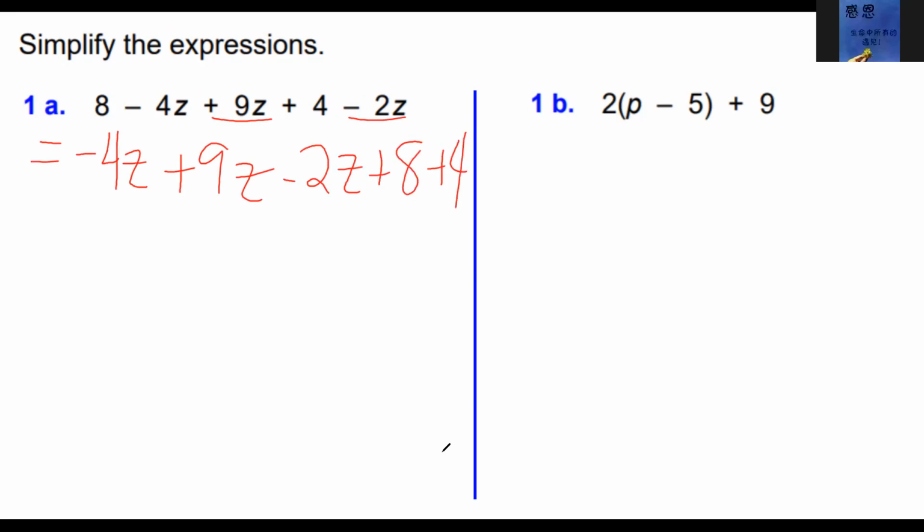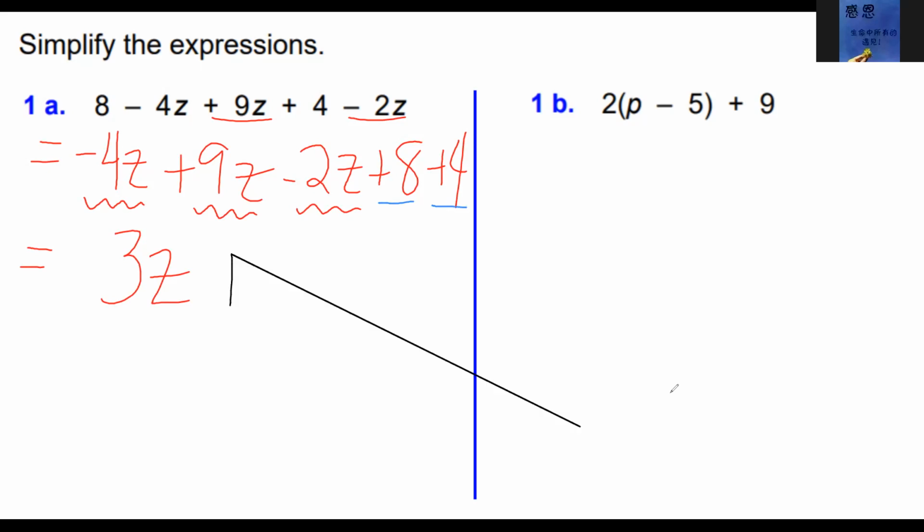I just rearranged my terms. It's not necessary to do this step. But for now, I'll do that, okay? Look, now I'm going to combine the following terms. These are like terms. I'm underlining the like terms. Negative 4z plus 9z minus 2z. You can simplify that. You do negative 4 plus 9, which is 5, minus 2, which is 3. So this simplifies to 3z. And then look, I can also combine the constants. Positive 8 plus 4.